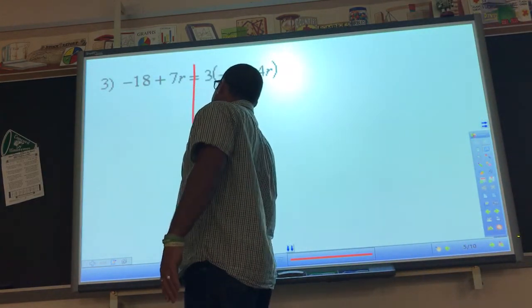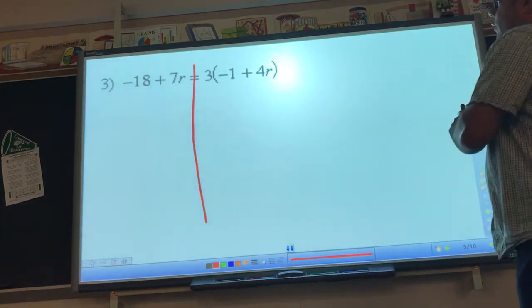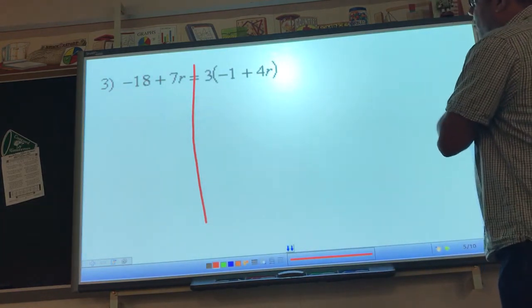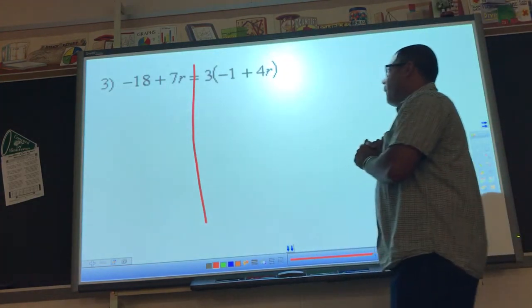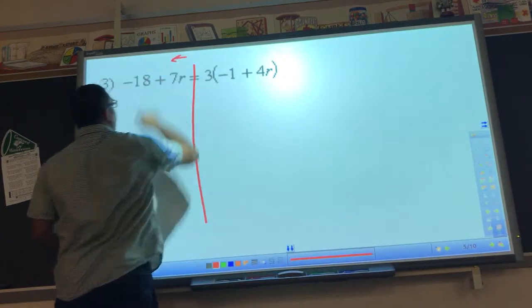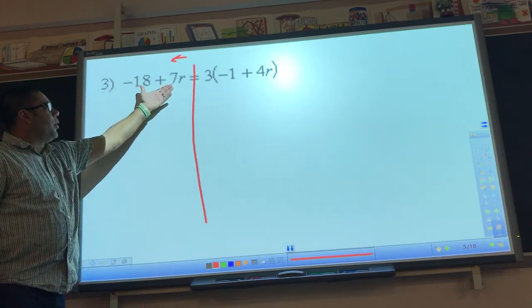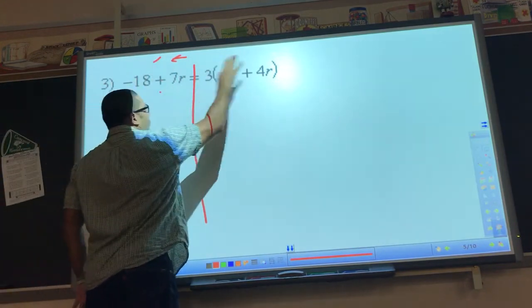Here's my equal sign. Got negative 18 plus 7r equals 3 parentheses, negative 1 plus 4r parentheses. Now, same deal. One side at a time at first. Look at the left. Nothing to distribute. These are not like terms. I'm done. Right side.